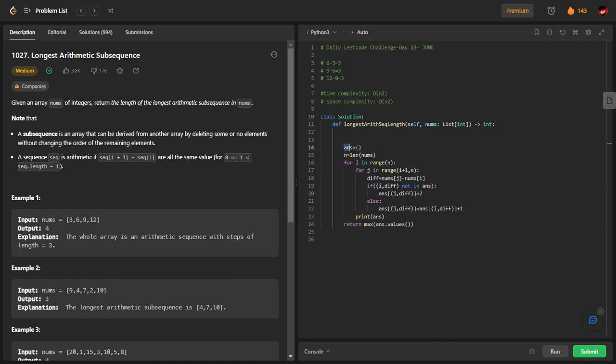So I am declaring a mapping here. Basically, what is a mapping in Python? Whenever we talk about dictionary, it's basically a mapping. Mapping means a value is mapped with a key. When I put the key, I will get its value. That is what is called a dictionary in Python. Then I'm taking the length of the nums array given to me. Then I'm using two for loops. So basically, it's going to be an O of n square approach, which I've already mentioned here.